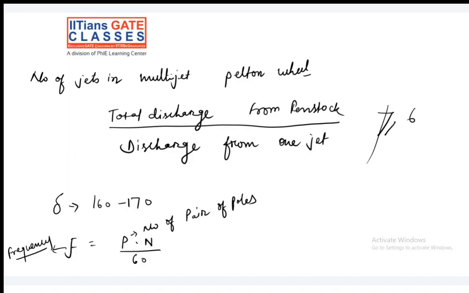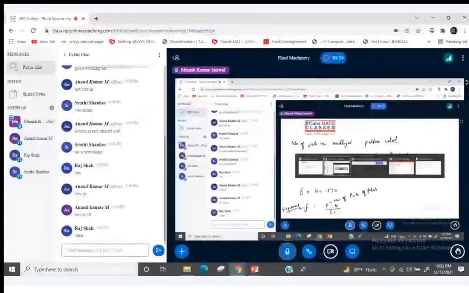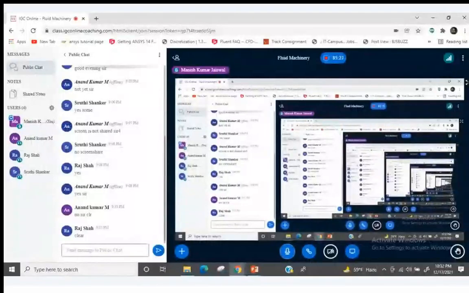Okay. So f is P into N by 60, where P is the number of pairs of poles. So this is all about the Pelton wheel. Based on these facts, there will be questions like: tell me what is the force value, what is the discharge value, and other things. We'll solve questions based on these facts, and then our Pelton wheel is also done.